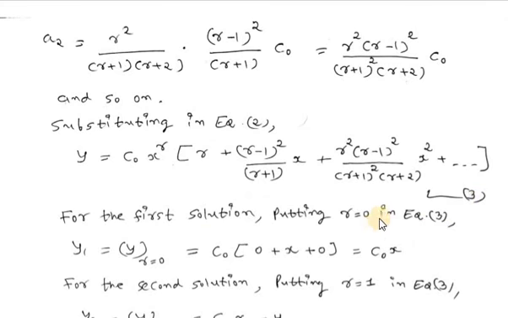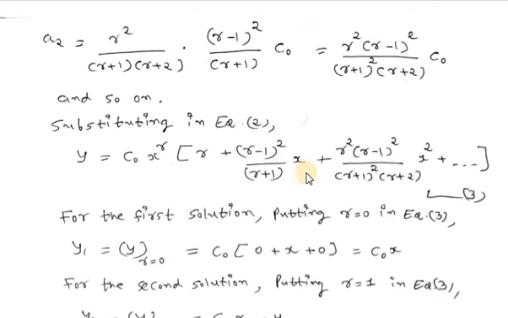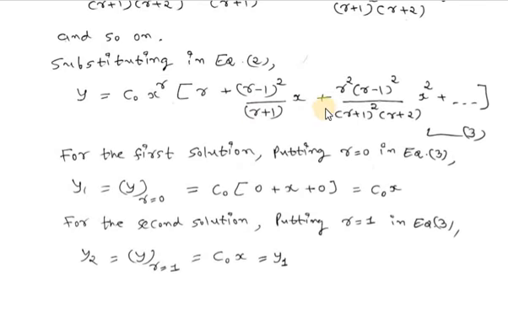Now for the first solution we will put the value of r equals 0 in this expression. So for r equals 0 we have y1 equals y at r equals 0. So this term will become 0, this term will become 0, okay, and c0 will be as it is, x raised to 0 is 1, so this one will become x. So y1 is c0 x. Now for the second solution, putting r equals 1 in equation 3. After simplification, you will get y2 equals again c0 x. That is nothing but y1.